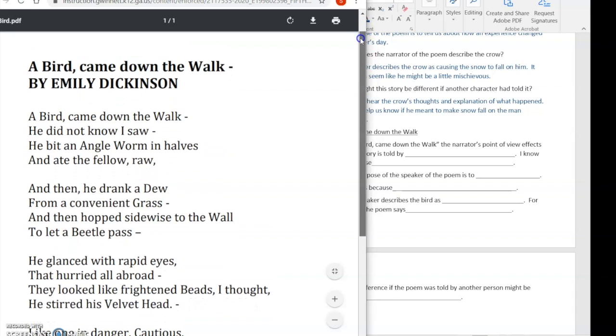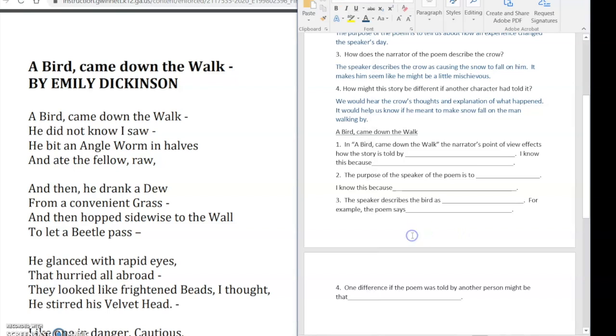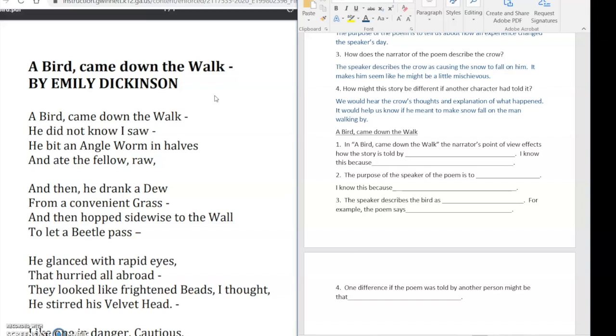And now for the second, I want to read this poem out loud, and then you're going to use the template that I wrote to answer your questions and post your response, okay? So the second poem is called A Bird Came Down the Walk by Emily Dickinson.